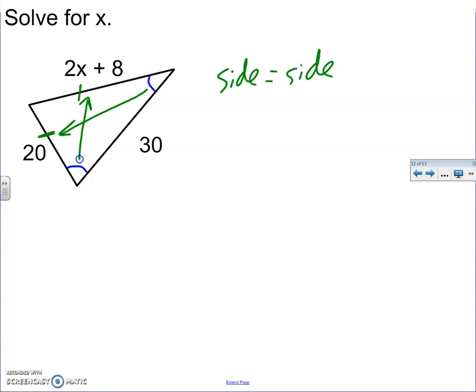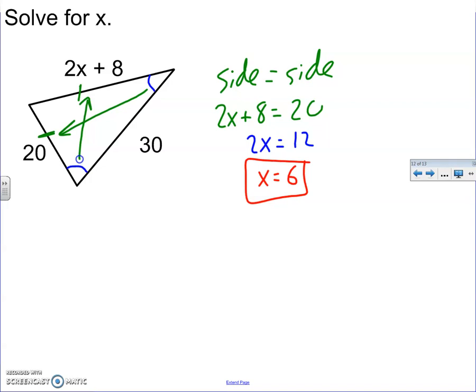For isosceles triangles and equilateral triangles, the only formulas you're allowed to use are angle equals angle or side equals side. So the first side, 2x plus 8, equals the second side, 20. You would not use that 30 at all. Subtract 8 both sides to make this 2x equals 12. Divide by 2, you get x equals 6. It does not say plug in, so we're good. But 2 times 6 is 12, plus 8 is 20. So we have 20 and 20.